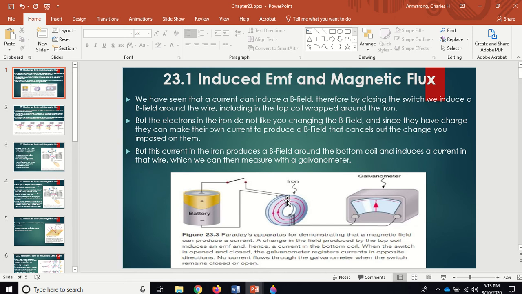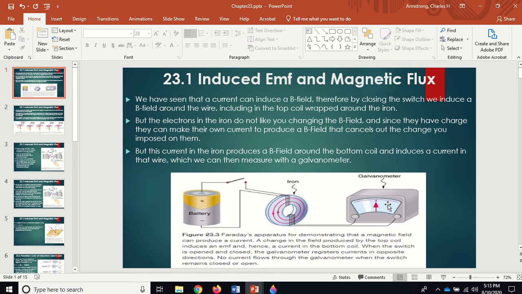So right now, when the switch is open, they're only experiencing the Earth's magnetic field, right? So they're happy. You close the switch, that changes the magnetic field here. And so they start to move to try to make it back to where it was, just the Earth's magnetic field. So they induce a back magnetic field, a back EMF, to try to cancel out the change that you imposed on them. And that'll show up over here.